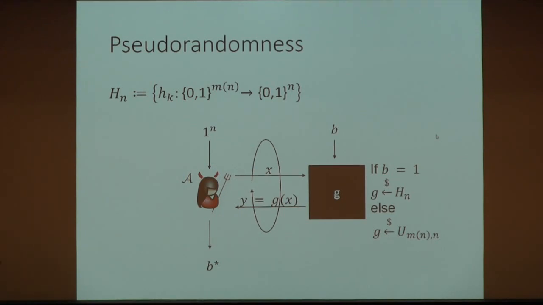And now this bit b star should match the bit b, which is an input to g. If the bit is 1, then g is actually sampled from this function family, so it's a random element from this function family. If it's 0, then g is simply a uniformly random function from the family of all functions with the same domain and range.